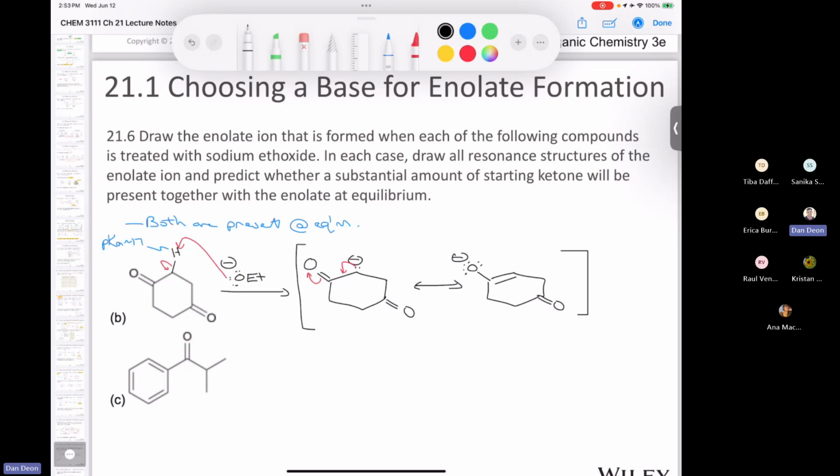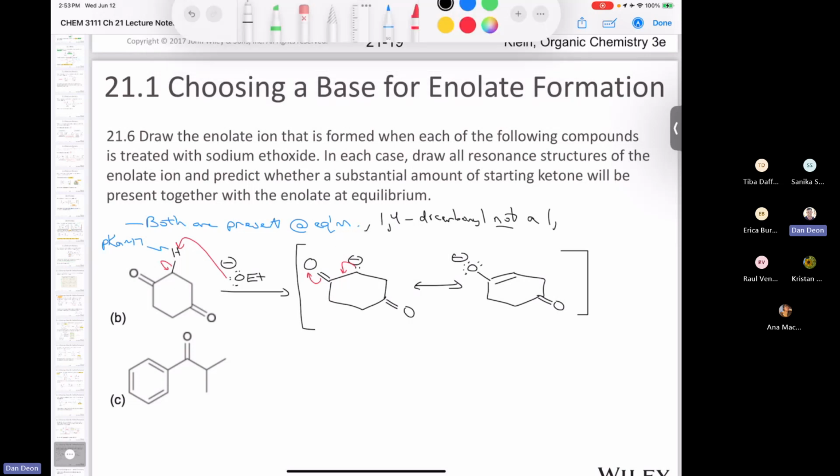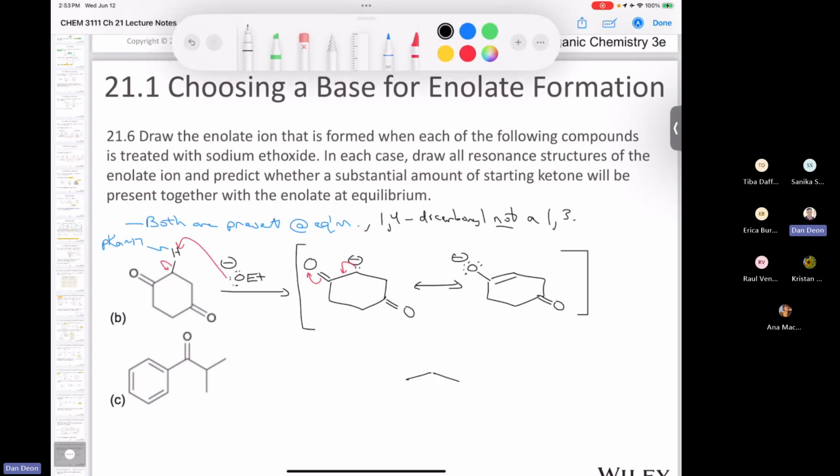And so, what they're trying to get you on this one is that sometimes students will see the 2 carbonyls and they'll be like, oh yeah, it's going to deprotonate everything. Keep in mind, this is a 1,4-dicarbonyl, not a 1,3, okay? So if the compound had been this, if they had given you this, in that case, it would be completely deprotonated, but in this case, it will not be. So great answer. All right, let's try the next one.